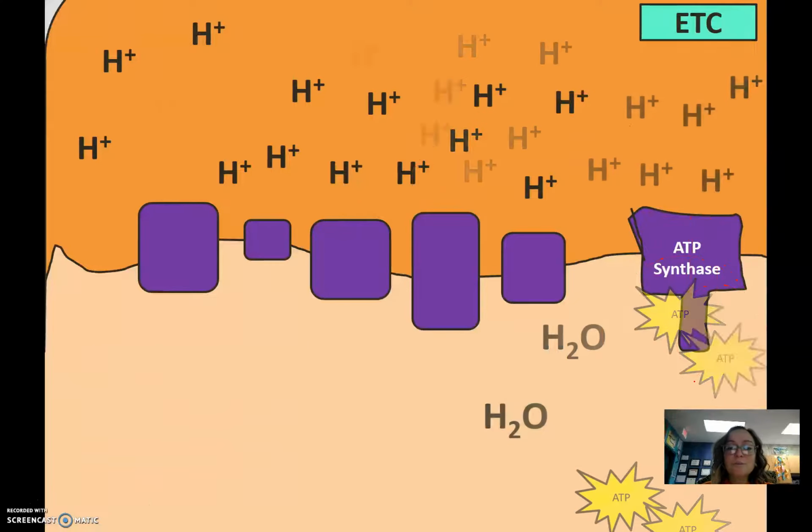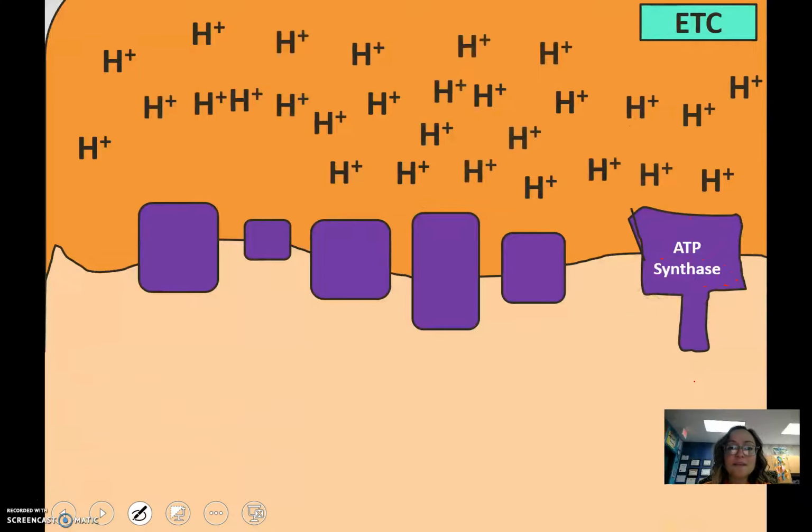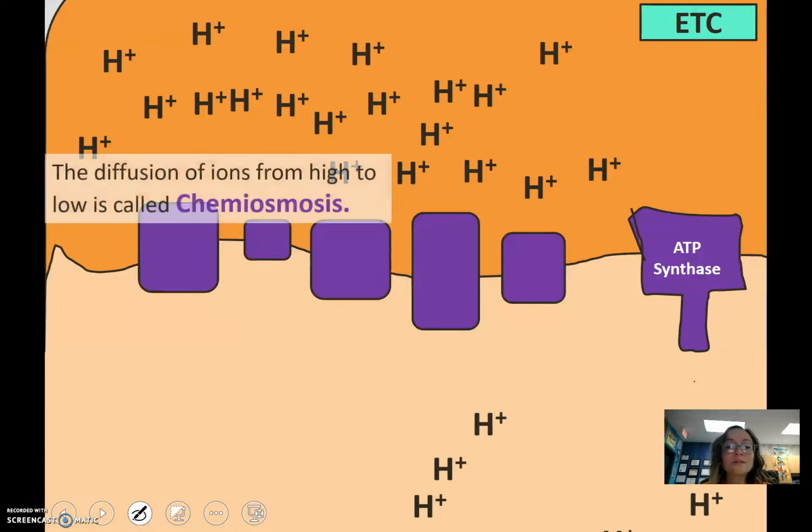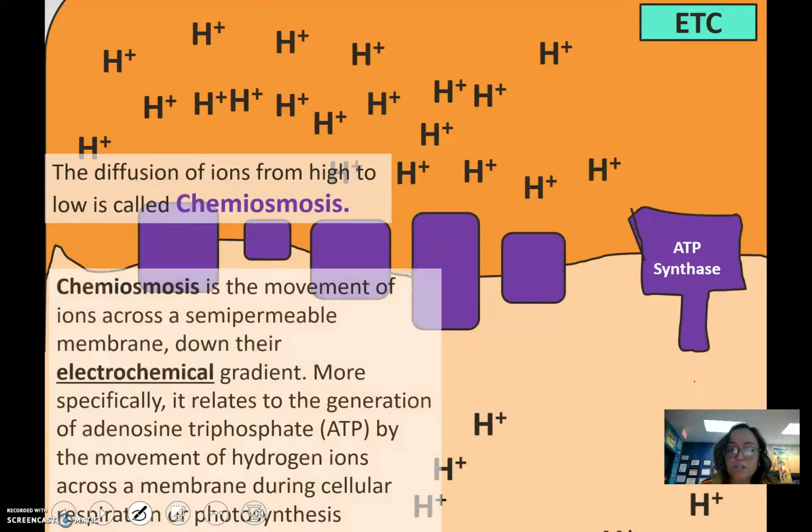Okay, so when we look at this proton gradient, we have these protons flowing through ATP synthase. This is called chemiosmosis, the diffusion of ions from high concentration to low concentration. And basically, this is from Google, more scientific for you. What's happening here specifically relates to the making of ATP by the movement of hydrogen ions across a membrane during both the light reaction in photosynthesis as well as the electron transport chain here in cellular respiration.